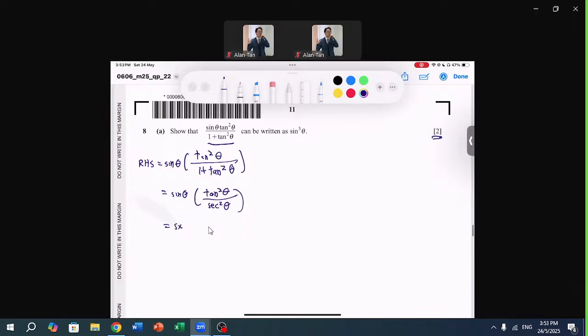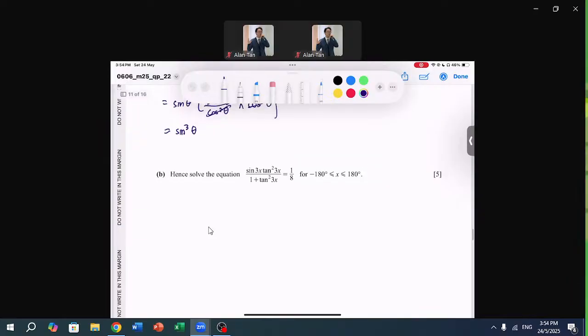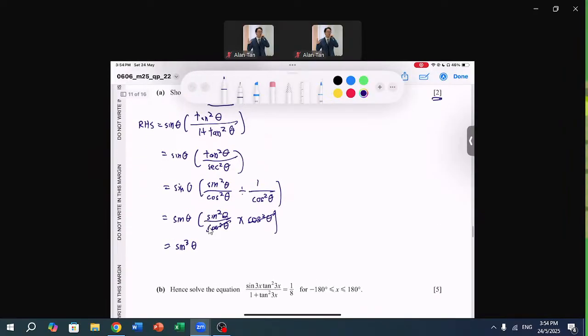Now we have to define them in terms of their relation to sine and cos. Tangent square is sine square over cos square. Sec square is 1 over cos square. And when it's divided, we get sine theta times sine square theta over cos square theta times cos square theta. So cancel, and we get sine cube theta. Hence solve the equation sine 3x tangent square 3x over 1 plus tangent square 3x equals 1 over 8.